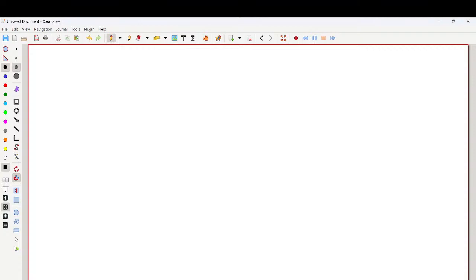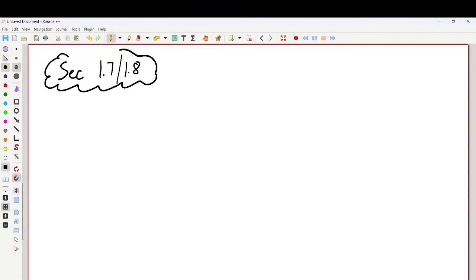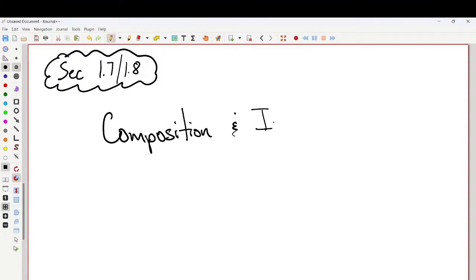So this actually is from section 1.7/1.8, if anyone uses the online e-textbook or something like that. But more importantly, it's called composition and inverse. And I'll make a connection to how it kind of closes out what we've just explored, which was exponentials and logarithms.